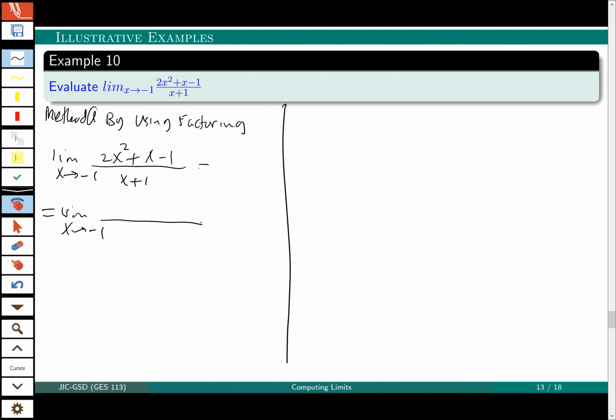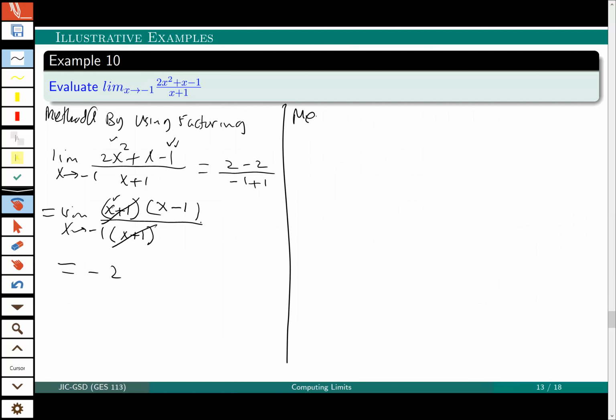Now, when I substitute, I will get 2 minus 2 over minus 1 plus 1, which means minus 1 is a factor, so x plus 1 minus 1 is a 0, means x plus 1 must be a factor. So the second one, we will get 2x squared divided by x, which is x, and minus 1 divided by plus 1, it's minus 1. Again here, x plus 1 is a factor, so we have only x plus 1. So x plus 1 will cancel with x plus 1, and you will get the result is minus 2.